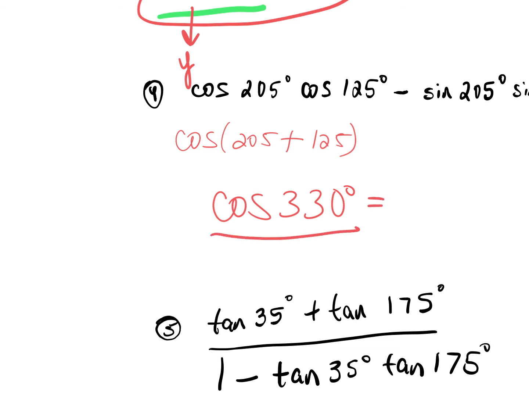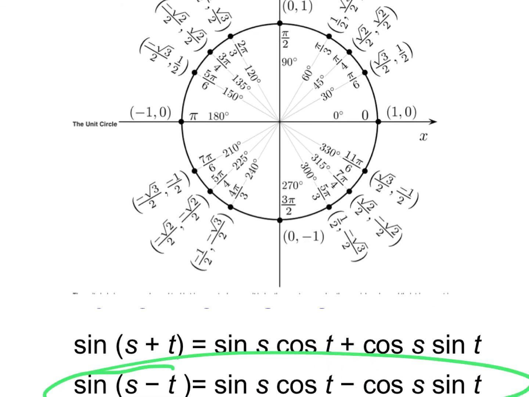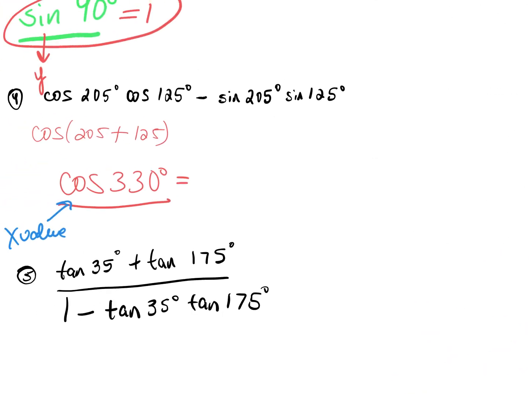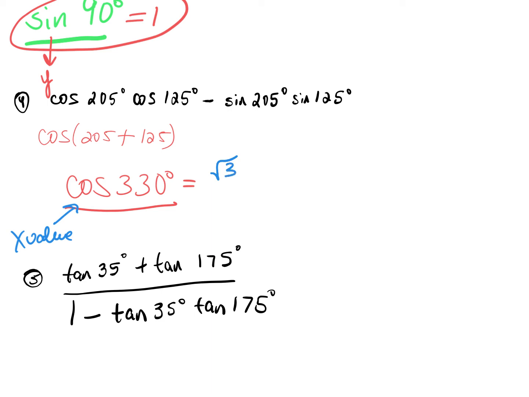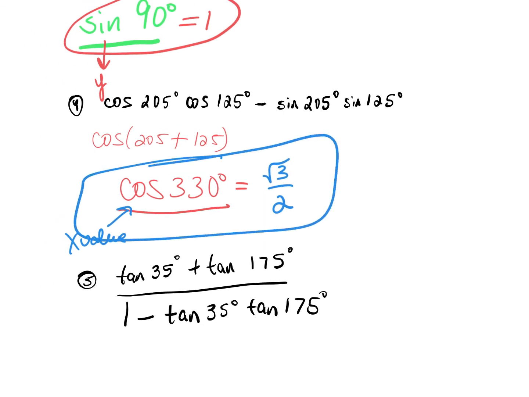So now we say to ourselves, okay, cosine. Wait, cosine's which value again? X. So go to your unit circle to 330 and tell me what the X value is. Square root of 3 over 2. It's the square root of 3 over 2. So this would be your complete answer.